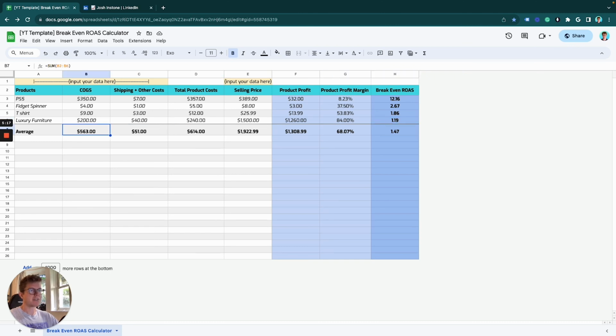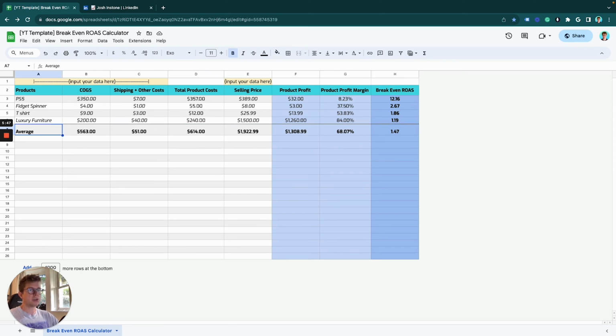And then we work out the average. So this is just worked out on sums. If you look at the formula at the top here, you can just see it's worked out on the sums of all of these, and then we just work out the total product profits and our average product profit margin, which gives us a break-even ROAS of 1.47, which is really good.